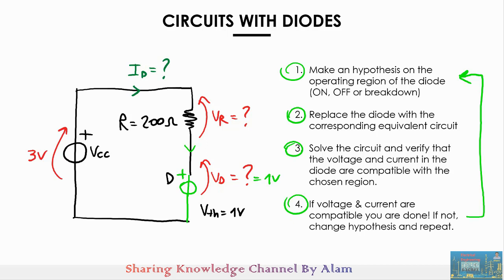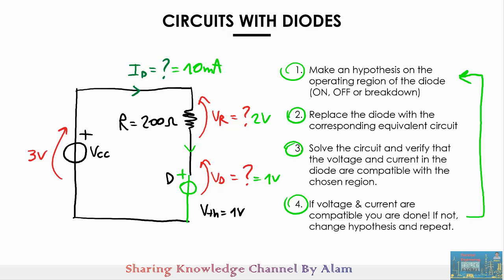It's easy to see, using the Kirchhoff voltage law, that the voltage on the resistor has to be 2 volts now. You can see that the diode and the resistor are in series, so 2 plus 1 is equal to 3, which matches with the voltage source that is in parallel. Now, if the voltage on the resistor is equal to 2 volts and the resistor is equal to 200 ohm, that means that ID will be equal to 10 milliamp.